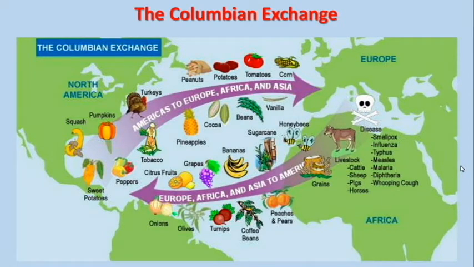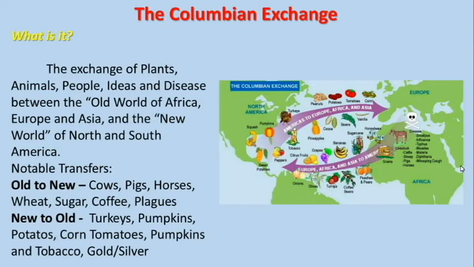The Columbian Exchange. The Columbian Exchange, what the heck is it? It is the exchange of plants, animals, people, ideas, and disease between the Old World of Africa, Europe, and Asia, and the New World of North and South America. Notable transfers from the Old World to the New: cows, pigs, horses, wheat, sugar, coffee, and plagues. From the New World to the Old: turkeys, pumpkins, potatoes, corn, tomatoes, tobacco, and gold and silver. It seems that the New World was nicer to the Old World.